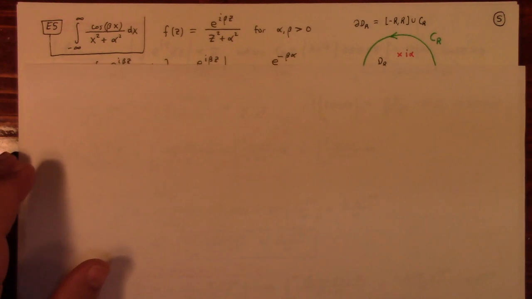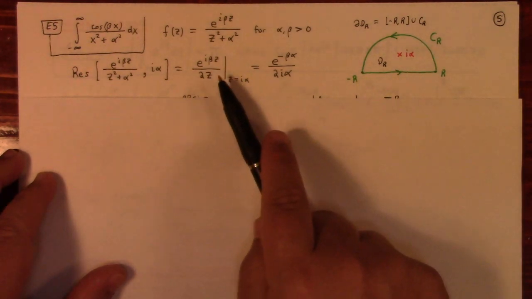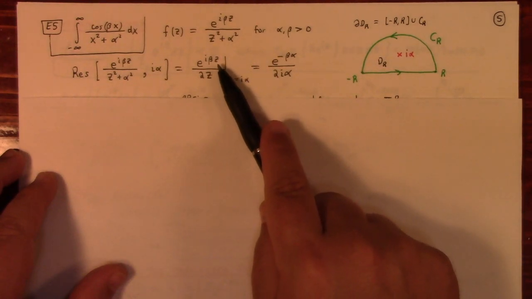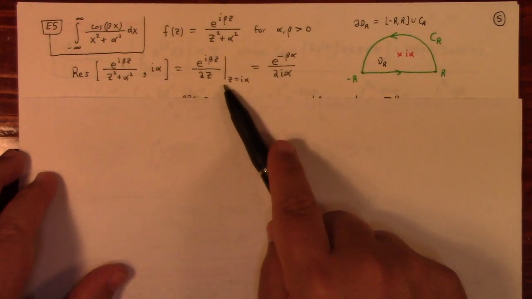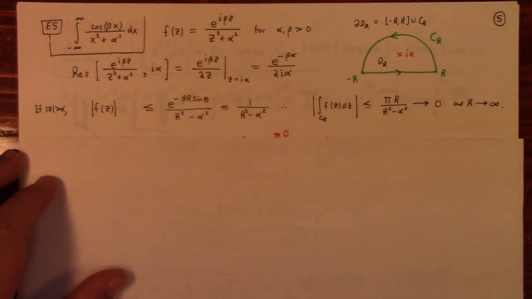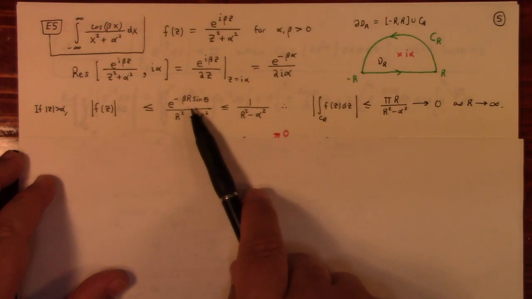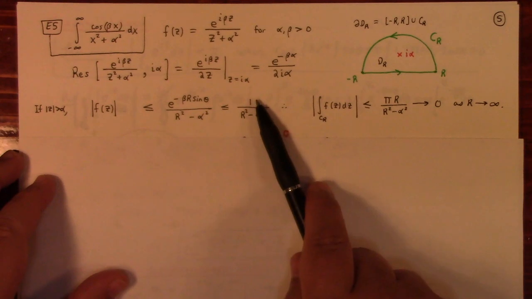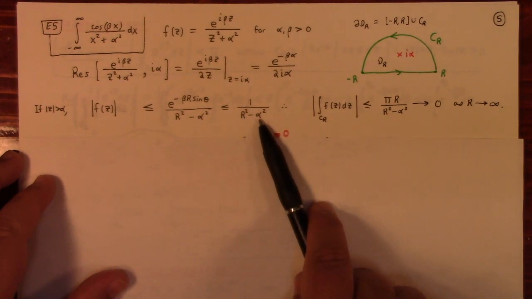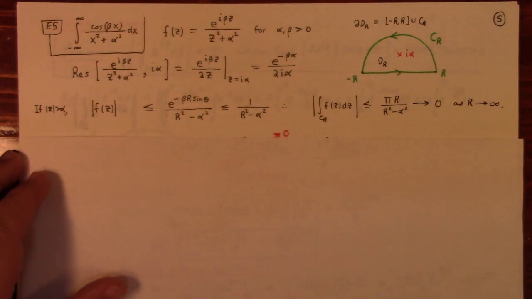And so what we have is one singularity to calculate the residue at, namely i alpha, and I calculate that by rule 3, I believe, and that gives me e to the minus beta alpha over 2i alpha. Once more, the modulus of the integrand is bounded by, as it happens, 1 over r squared minus alpha squared on the half circle, which then the ML theorem gives us 0 in the limit.